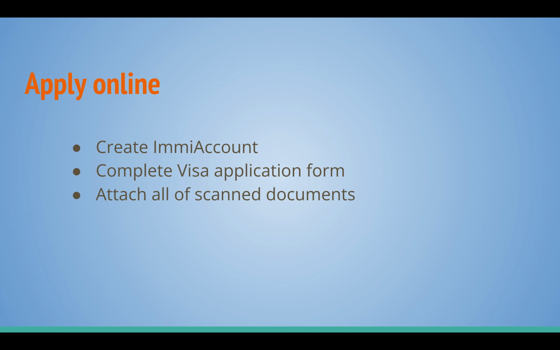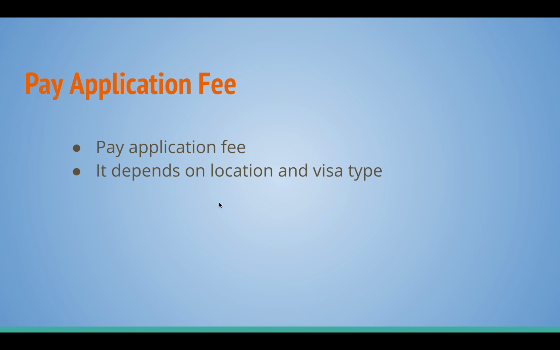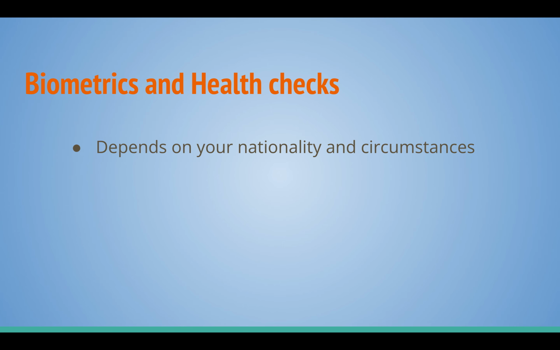So basically you're just going to apply online. In order to apply online, create an email account, then create an account, complete a visa application form and attach all the scanned documents. Then finally you need to pay a visa application fee, which depends on the visa type and location as well. In some cases you need to have biometrics and health checks depending on your nationality and circumstances, because not all countries require biometrics.